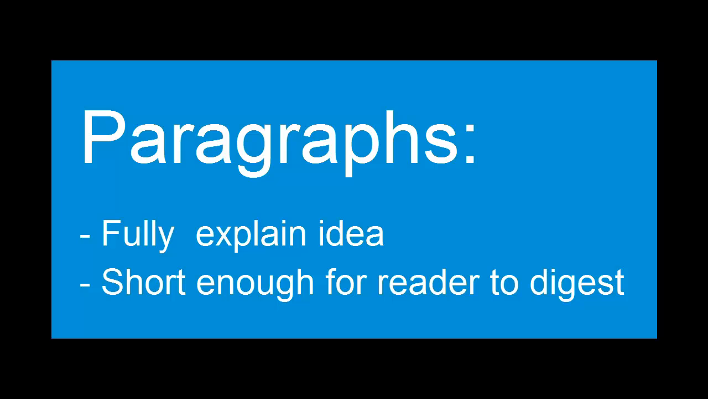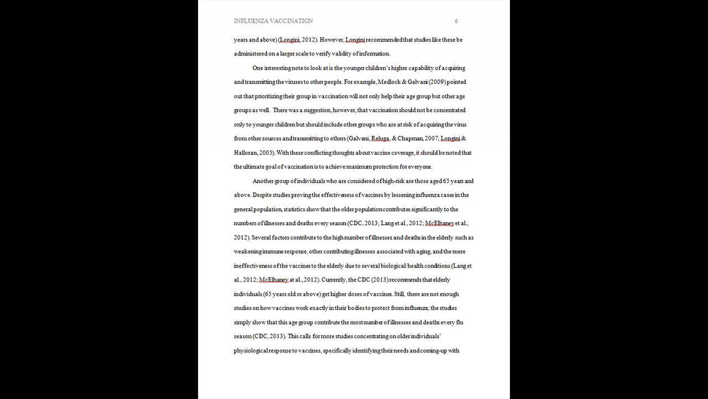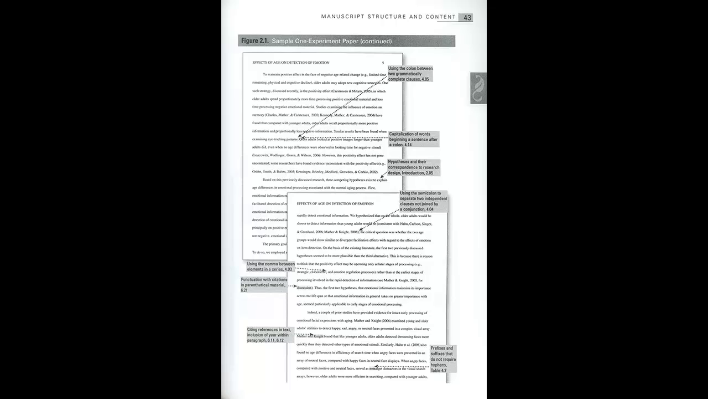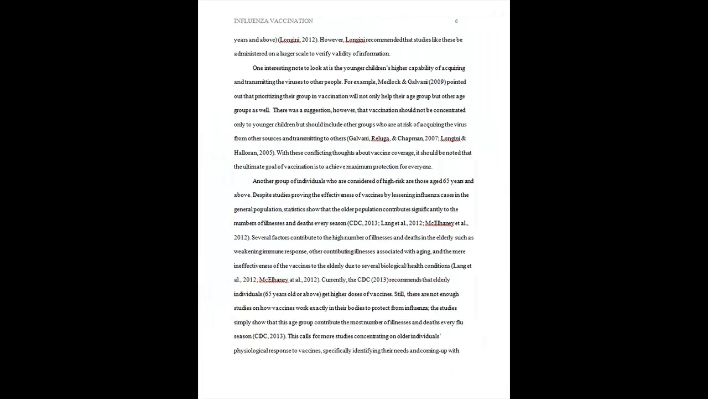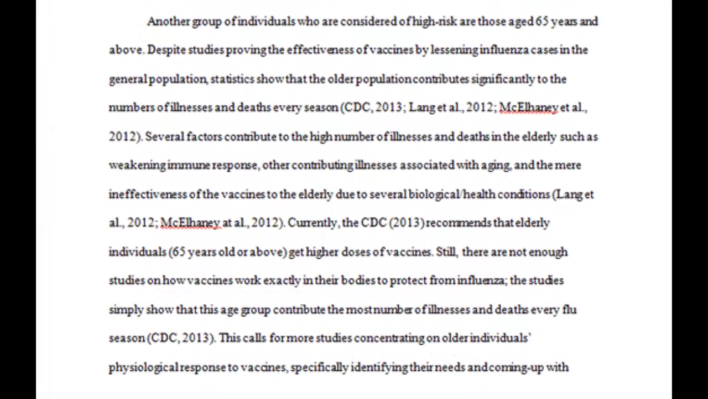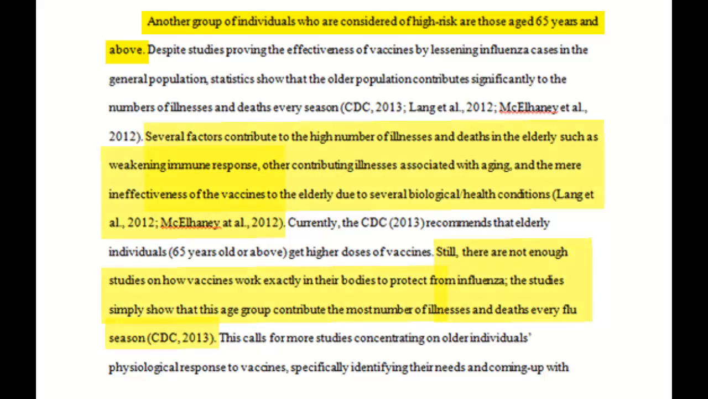Paragraphs must be long enough to fully explain the idea, yet short enough to allow a pause for the reader to assimilate ideas. Paragraphs longer than a page in length may lose the reader's attention. The example on the screen shows a well-crafted paragraph in a student's paper. An additional example of a well-constructed paragraph can be found on page 43 of the APA manual. To craft effective paragraphs, add a topic sentence at the beginning of the paragraph to indicate the main idea. Vary sentence lengths to provide variety and increase the reader's interest.